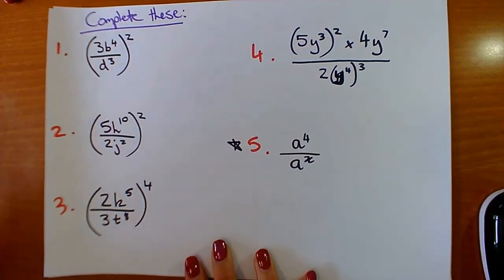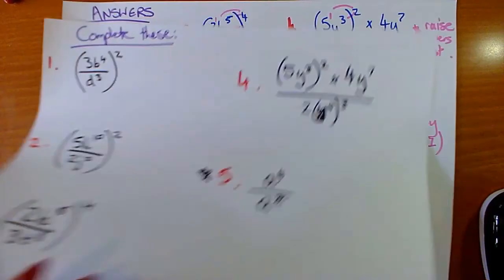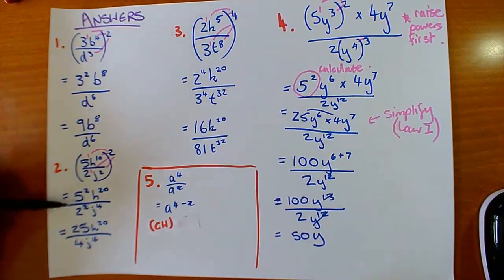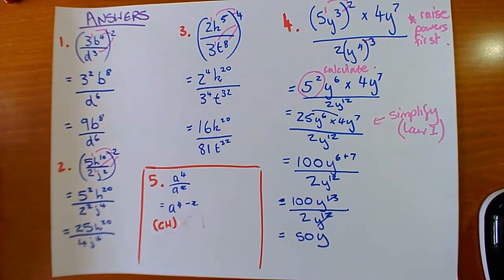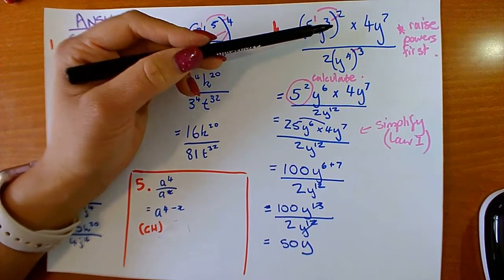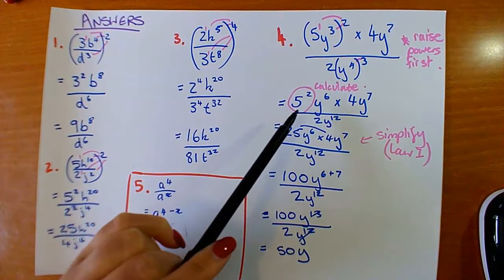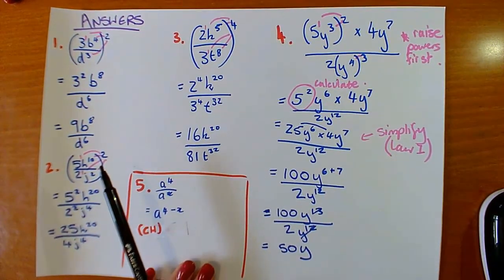Here are some for you to try. Please pause the video. 5 is an absolute challenge, and I'll go through it in a moment. Okay, so some answers here. Going through it, very straightforward. Everything was allocated an index, of course, as mentioned. Having a look at this one, raise powers first and then calculate and simplify. Okay, so I calculated that because it's quite a low number, and then I brought it all together and simplified it as per law 1.